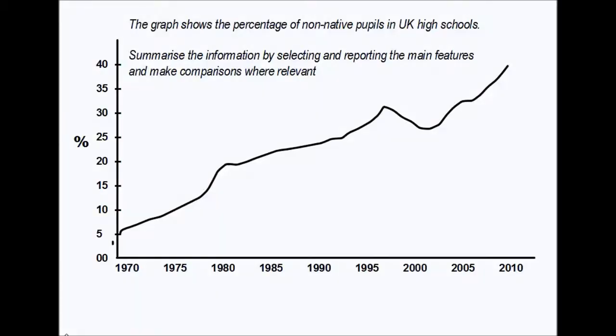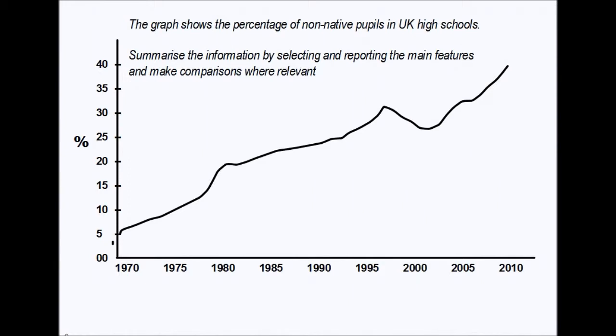First of all, let's have a look at the line graph. This is a really simple line graph to start off with. It shows the percentage of non-native pupils in UK high schools. You're expected to sum up this information, identifying the most noticeable features, compare and contrast the data. Before putting pen to paper though, always make sure that you understand the graph, i.e. the x-axis and the y-axis, and you know basically what the graph represents.